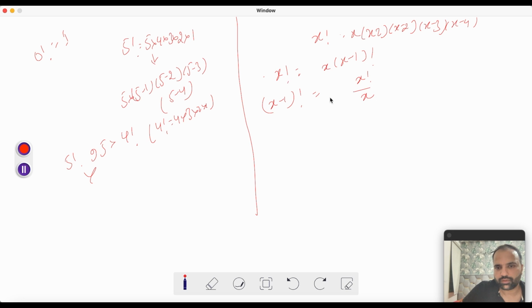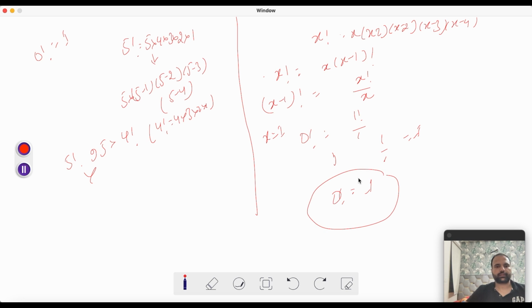Basic rules. Okay, now let's take x equal to 1, so that this entire factorial goes to 0. So we have 0 factorial equal to 1 factorial by 1. Now what is 1 factorial? It is 1, so 1 by 1. What do we get? 1. So we get 0 factorial equal to 1, isn't it?